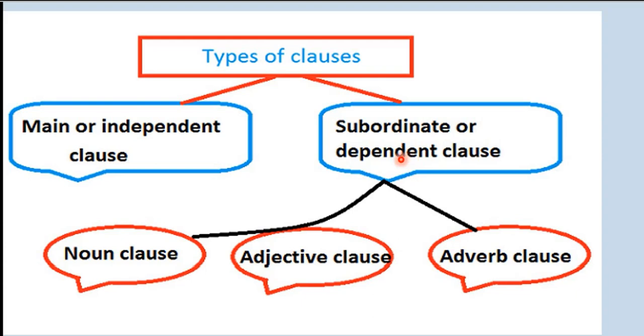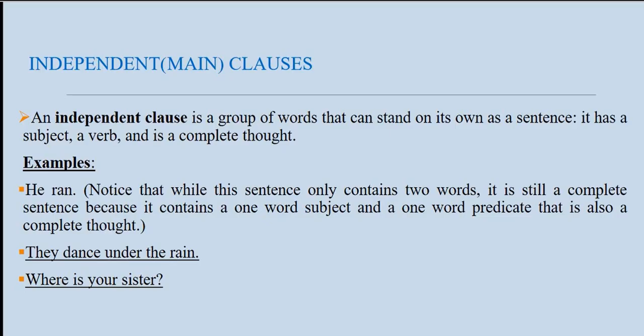So let's see what they are. They might be a noun clause, an adjective clause, or an adverb clause. So independent clauses, I mean main clauses or main sentences you can say, are groups of words that can stand on their own as a sentence. It has a subject, a verb, and it's a complete thought.